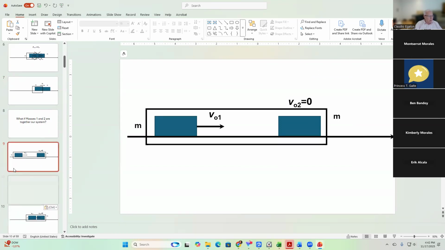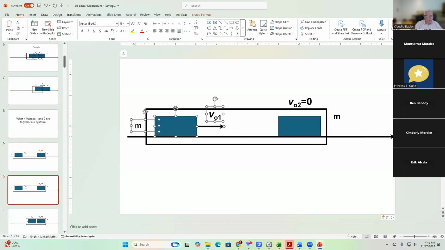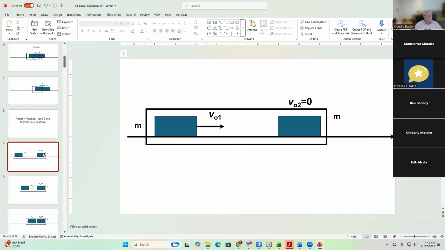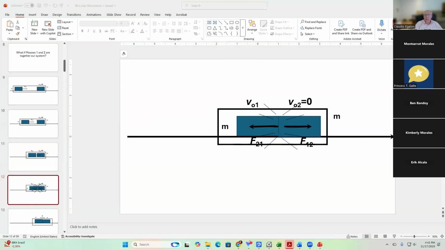Mass number 1 is approaching mass number 2, and now mass number 1 and mass number 2 are part of a single system, so much so that I put this box around them to prove to you that I have chosen them to be a single system. Mass number 1 is approaching mass number 2, just before collision. And at the moment of collision, you are going to have this force applied to our system. The two masses make up a single system, which I have defined in this way.